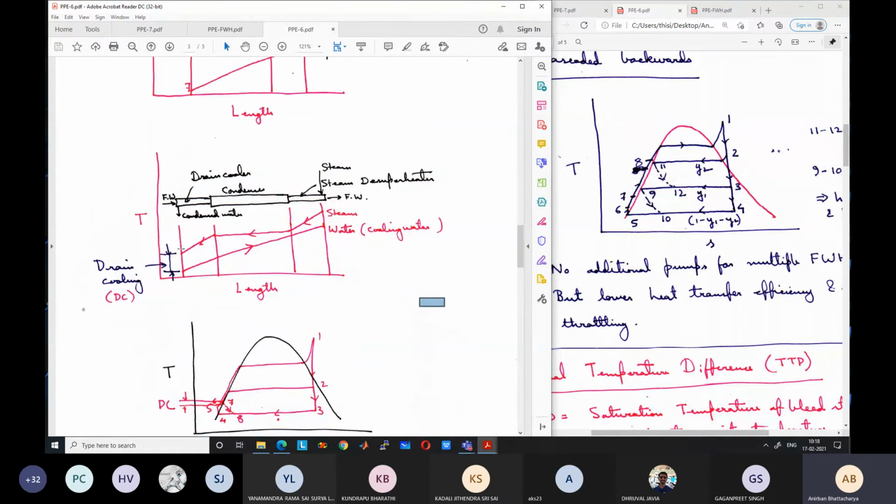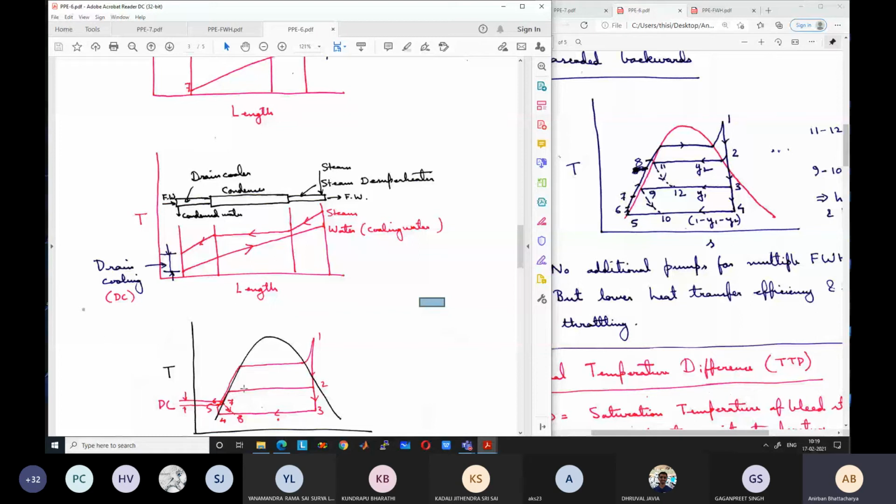How is it defined? Drain cooling is the temperature difference between the exit temperature of steam from the feed water heater, although it has become water, the steam that was taken to the feed water heater, and the entry temperature of the liquid water from the condenser, or from the pump after the condenser. Exit temperature of steam minus the entry temperature of water. So in this case it is T7 minus T5. This is drain cooling.